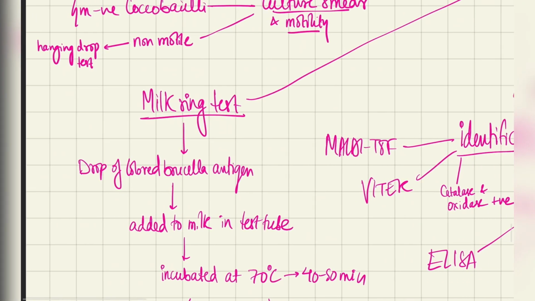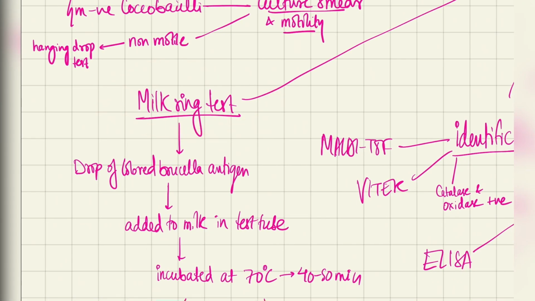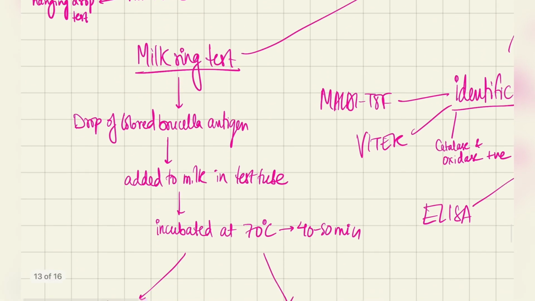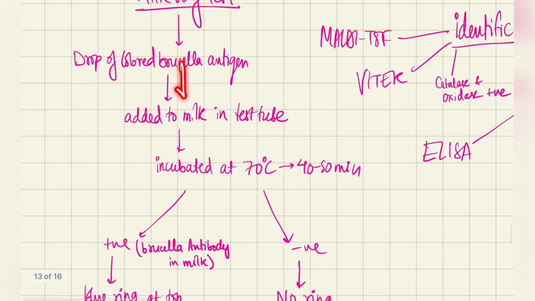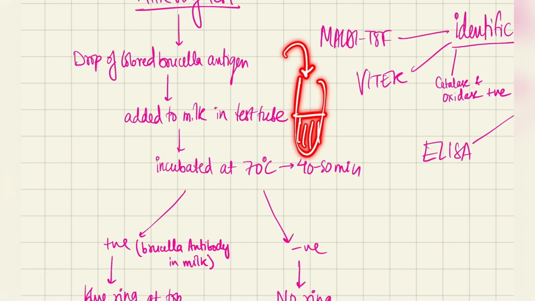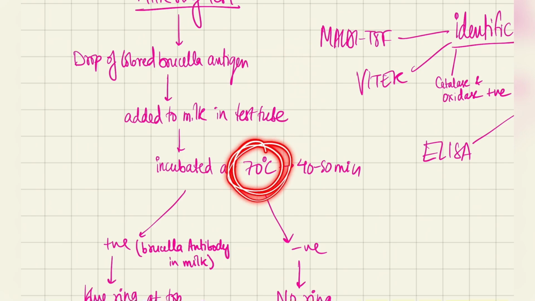Coming to something called the milk ring test, I don't think it's done anymore, but it's still important to know. You take a drop of colored Brucella antigen and add it to the milk in a test tube. Incubate it at 70 degrees Celsius for 40 to 50 minutes.